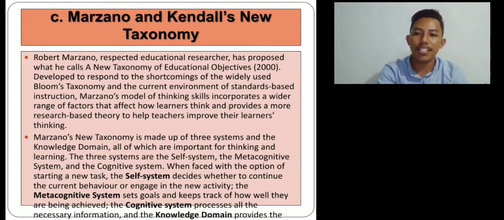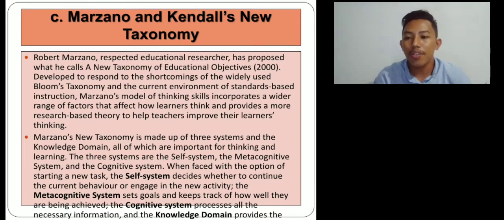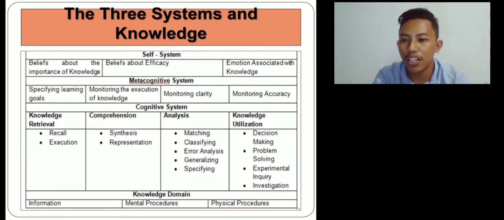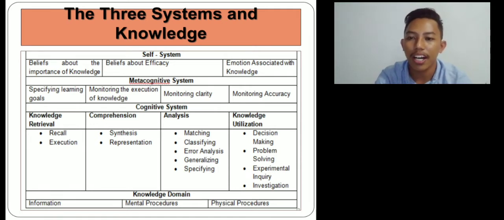So the 3 systems of knowledge. The first one here is the self system. It is all about the beliefs about the importance of knowledge, the beliefs about efficacy, and the emotion associated with knowledge. Here in the metacognitive system, the first one is specifying learning goals, monitoring the execution of knowledge, monitoring clarity, monitoring accuracy.